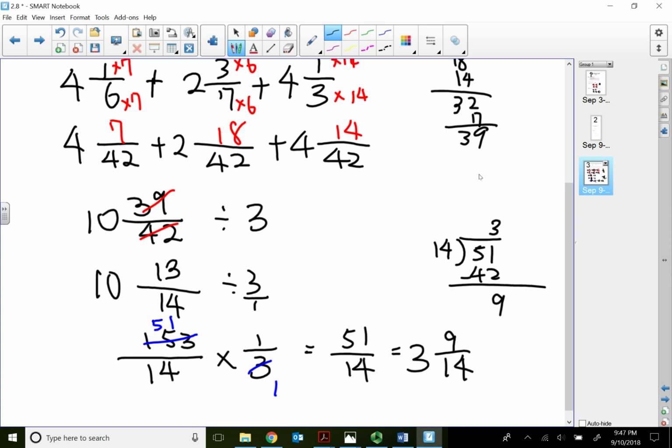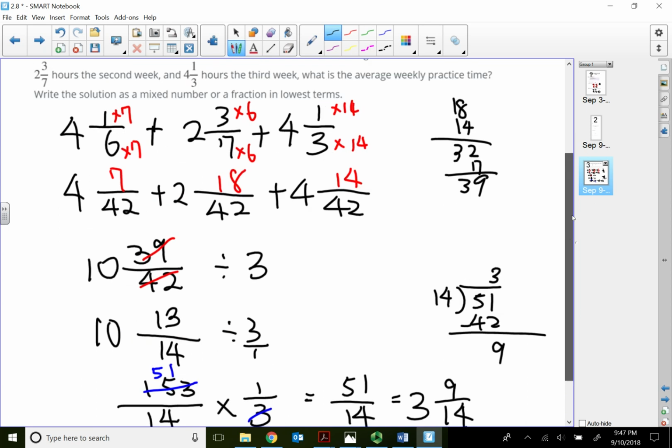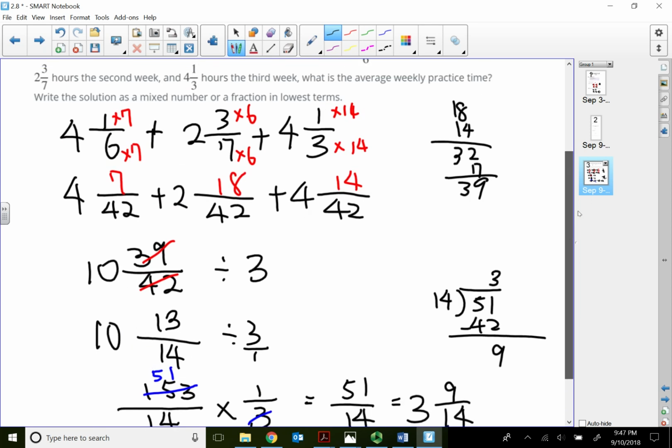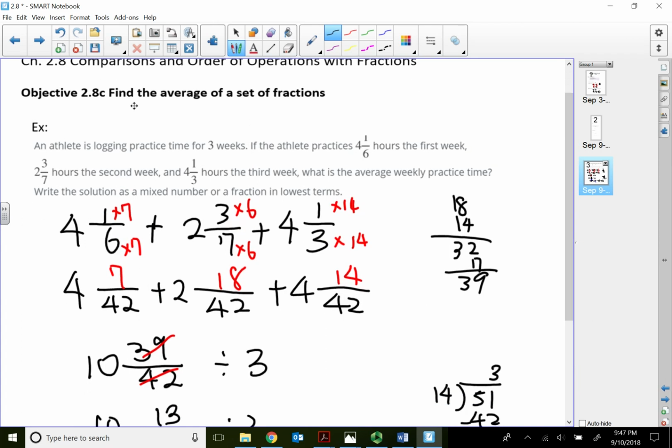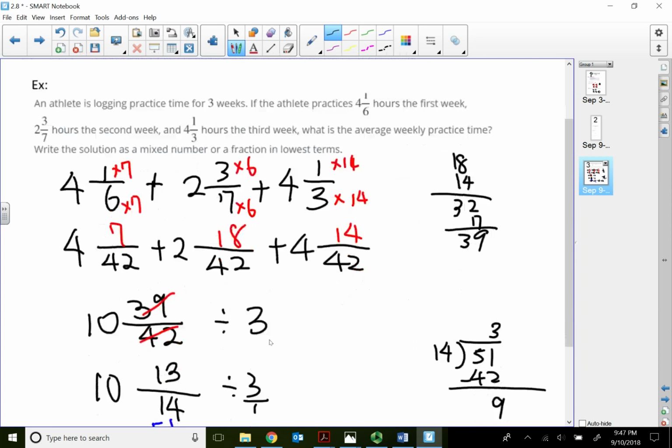All right, so in this video, when we compared fractions, we found the LCD first, found the equivalent fractions, and compared the numerators. When it comes to finding the average of a set of fractions, we again add them all up and then divide by how many we added.